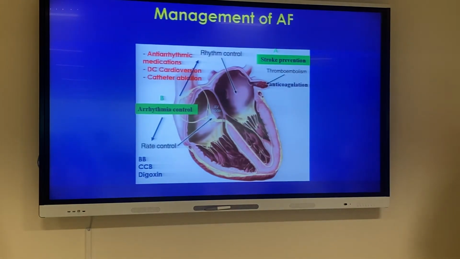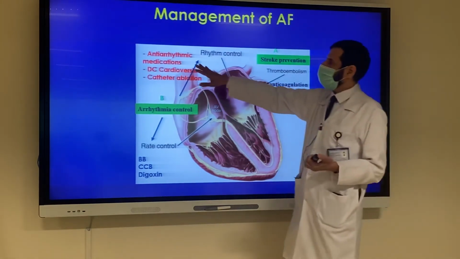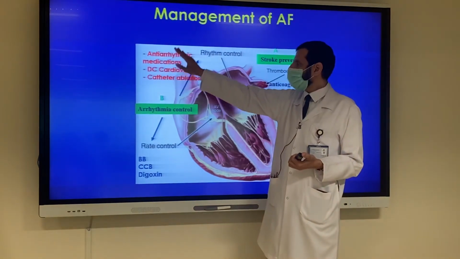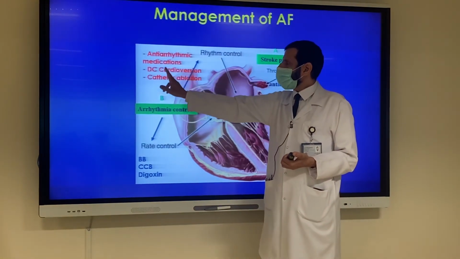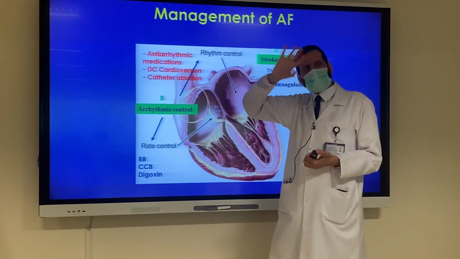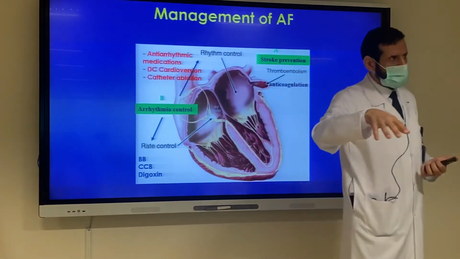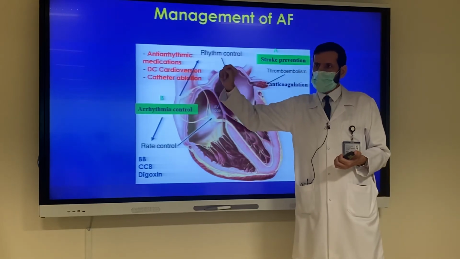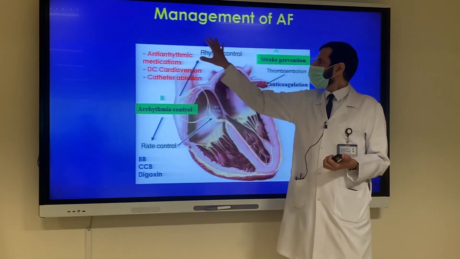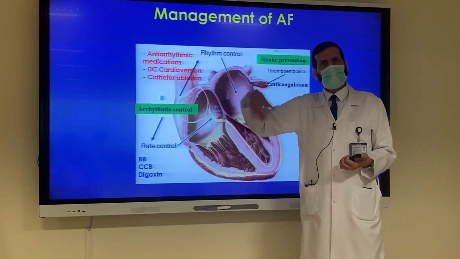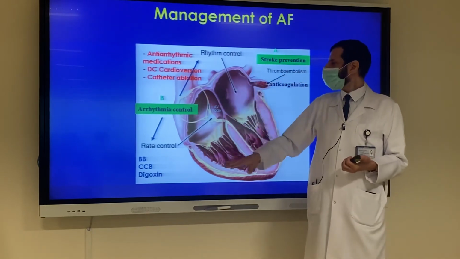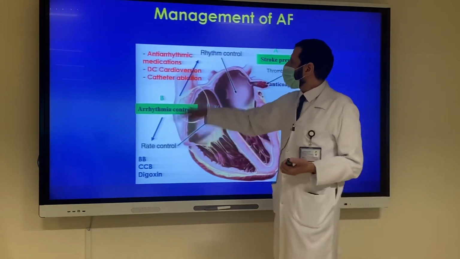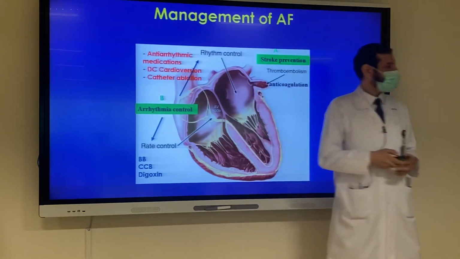We can try different strategies. One is antiarrhythmic medications like IV amiodarone or IV ibutilide, or shock the patient: sedate the patient and cardiovert him to sinus rhythm by electricity, or consider an EP study and catheter ablation as a last resort. Rhythm or rate depends on the patient's age, risk factors, and many things. Most of the time we start rate control and then go to rhythm control as needed.